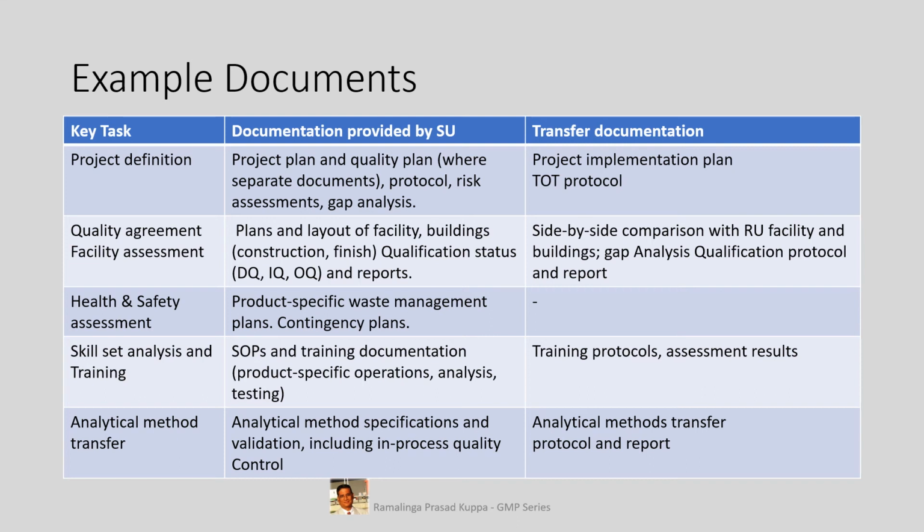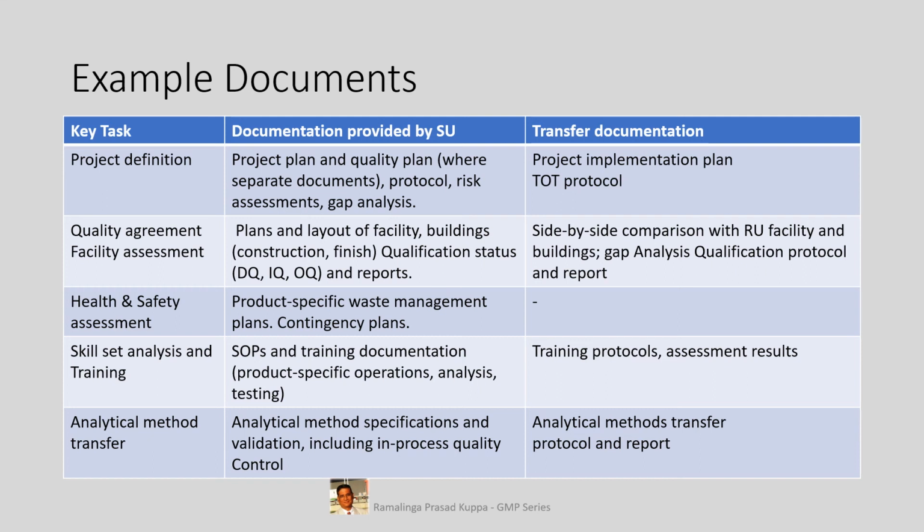Side by side comparison with receiving unit facility and buildings, gap analysis, qualification protocol, and reports should be done. Health and safety assessment should be done. It is a product specific waste management plans, contingency plans also should be provided by the sending unit. Skill set analysis and training, all necessary SOPs and training documentation should be provided, which is product specific, product operation specific, analysis and testing, training protocols and assessment results should be the transfer documentation.